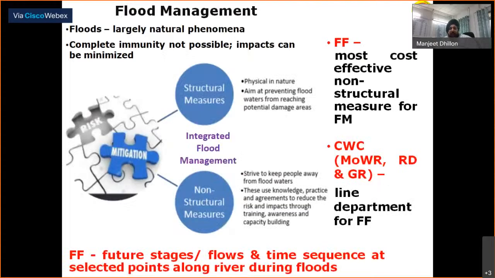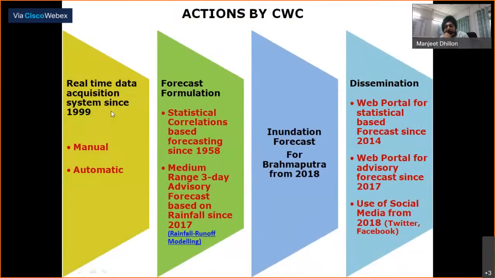The role of Central Water Commission is basically in flood management, and we have structural measures and non-structural measures. Structural measures means preventing flood waters from reaching the potential damage areas, that is, keeping flood away from the people. And non-structural means trying to keep people away from the floods. So this is the difference, and an integrated approach needs to be adopted, and the most effective non-structural measure is flood forecasting. These are the main actions by CWC I have just brought out here.